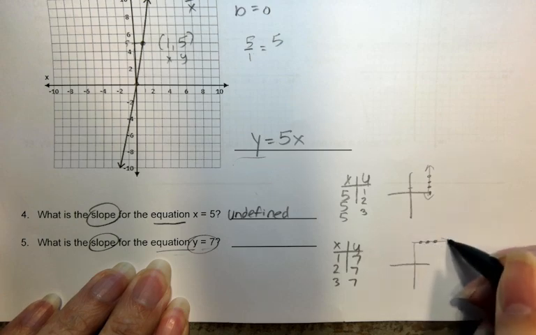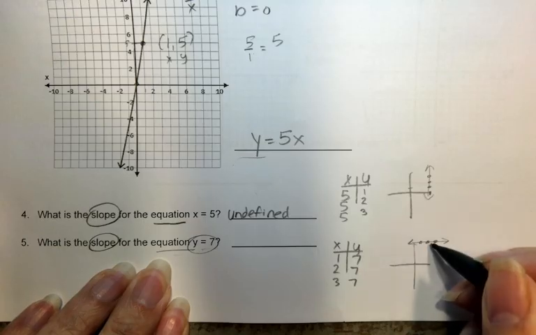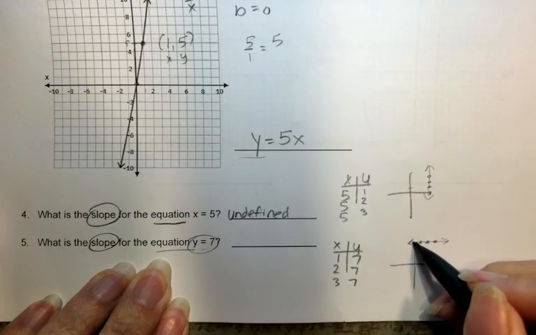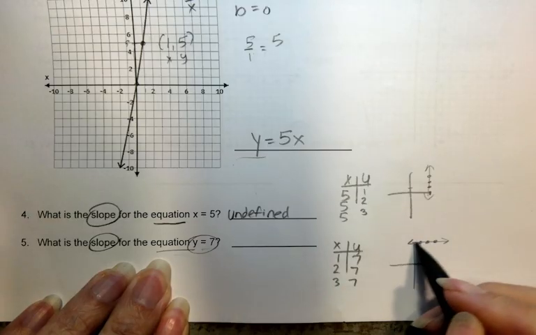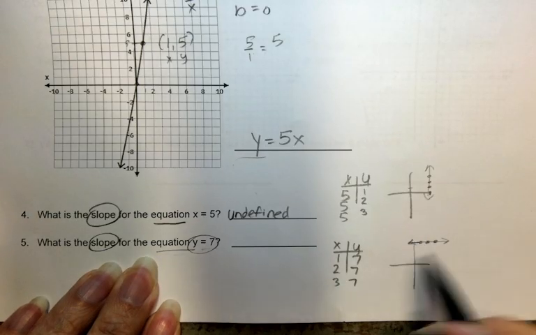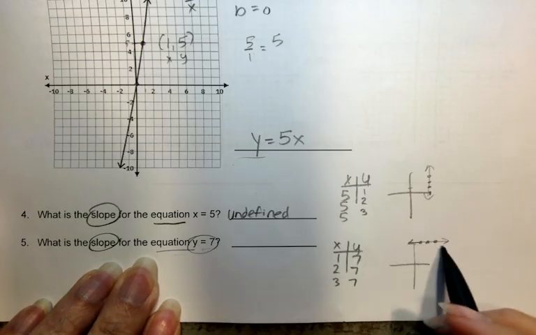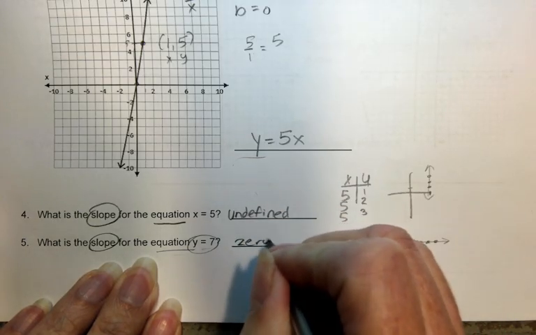And so if you notice, my line this time is going to be horizontal because it only goes through the y-axis at 7. Y equals 7. That means it's a 0 slope because there's no steepness. So our slope is 0.